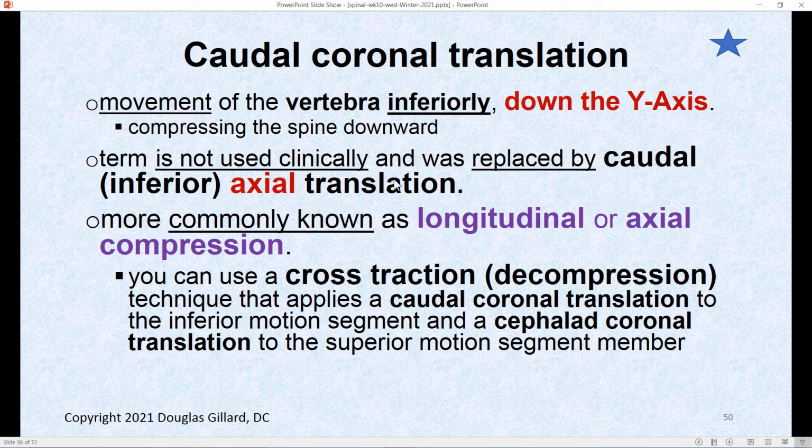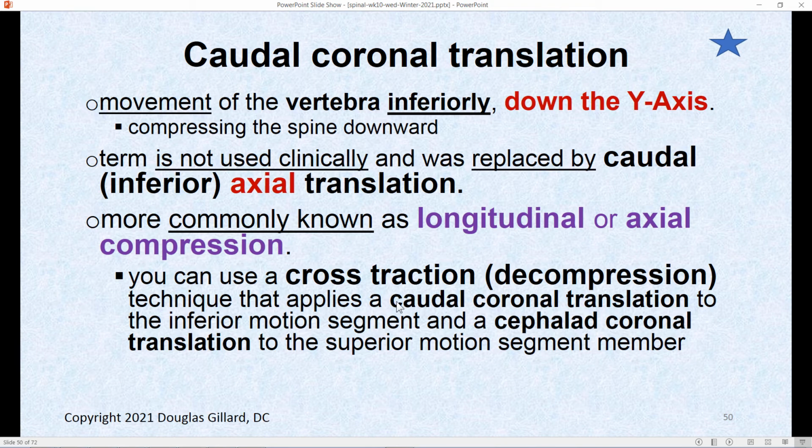Okay, and it's not really used that much by clinicians. It's replaced with a caudal axial translation. It is the same thing as caudal coronal translation, commonly known as longitudinal or axial compression.